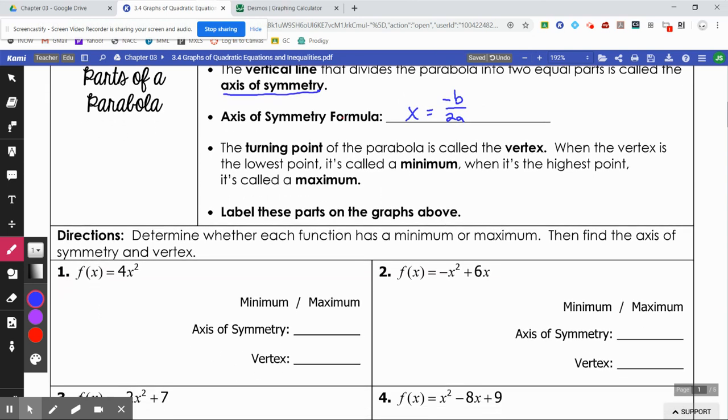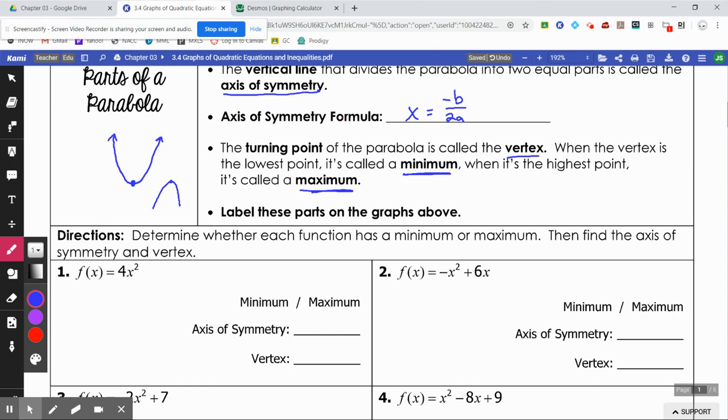The turning point of the parabola, like if you've got a parabola that comes down and then turns and goes back up, is called the vertex. The vertex will always be at the lowest point, or if it's upside down, it'll be at the highest point. If the vertex is at the lowest point, it's the minimum because it's the smallest value. When it's at its highest point, we call it a maximum.